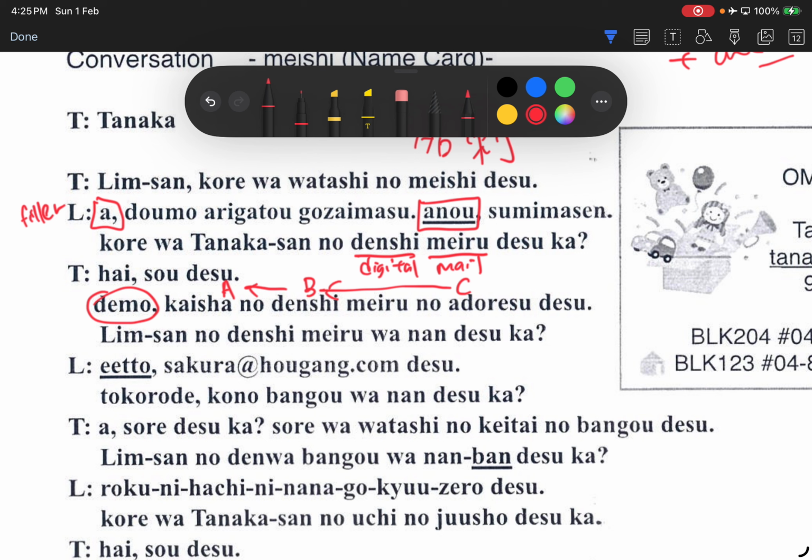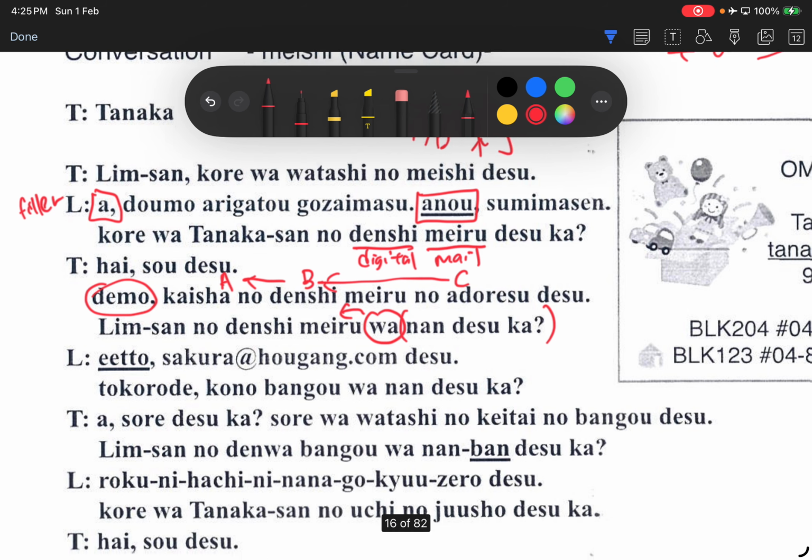Okay, next line. リンさんの電子メールは何ですか? So the question is 何ですか? 何ですか means what is it? So then you see the wa particle. Then the whole sentence is about this subject lah. So the subject here is リンさんの電子メール. So Lin-san's email address. So about Lin-san's email address, what is it? Right? 何ですか? What is it? So basically we're trying to say what is your email address lah. Is he trying to hit on her? I don't know.